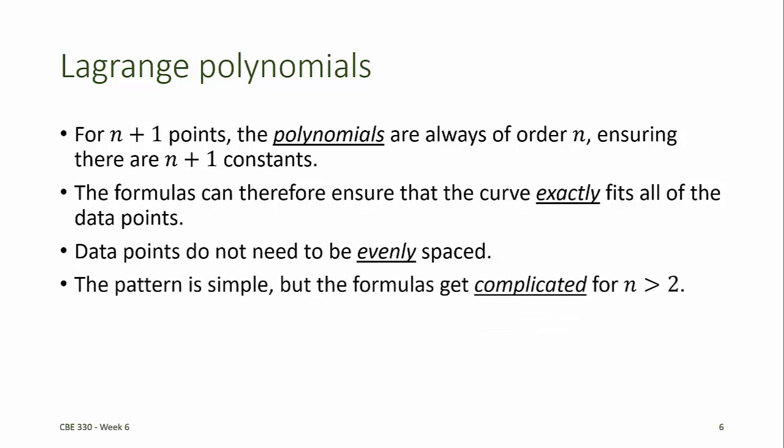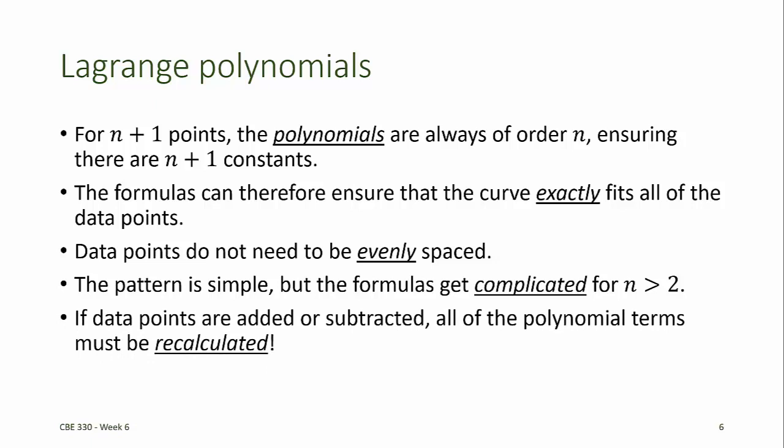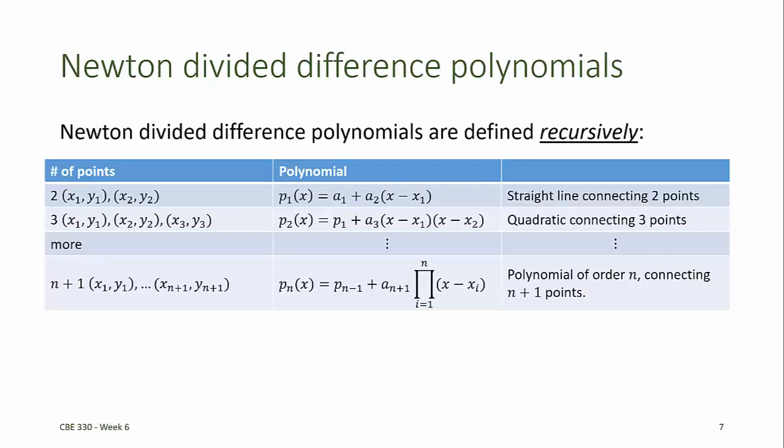The pattern is simple, but the formulas get quite complicated for n greater than 2. If data points are added or subtracted to the data set, then all of the polynomial terms must be recalculated. The Newton divided difference method is another method for deriving polynomial functions that exactly match all of the data points, and the Newton divided difference polynomials are defined recursively. The Newton divided difference method will be introduced in the next video.